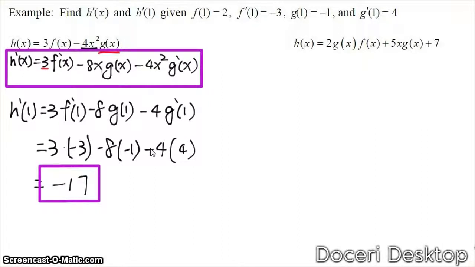Now let's conquer the right hand side. Let me change the color this way, less distraction, so you can see clearly. You know what to do. Okay, h prime, let's get to work. h prime of x.